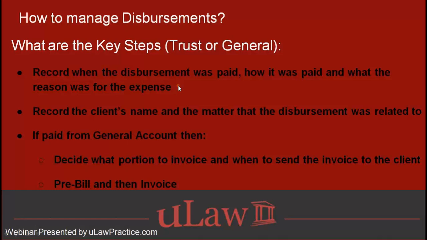So you record when the disbursement was paid. So when did that fax or application fee, court fee, when did that happen? How did you pay for it? Comes back to, did you pay out of trust account, general account? And if you did pay out of your general account, did you write a check? Was it cash? Or did you use your credit card? Okay, so those are the questions that you track and make it part of that tracking process.